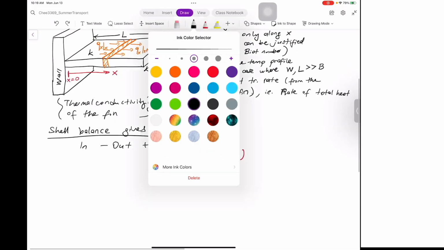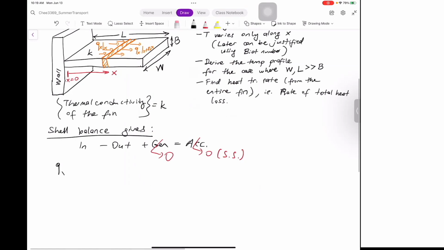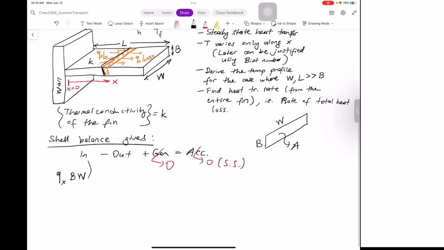Okay. And the rate of in is basically Qx times the area. The cross-sectional area of this shell is the area of that rectangle, right? This area is nothing but B times W, correct? So you have BW estimated at X, minus out is Qx BW estimated at X plus delta X.